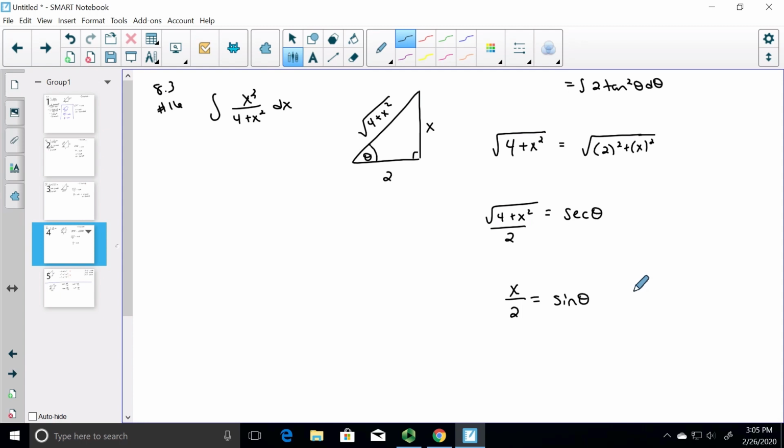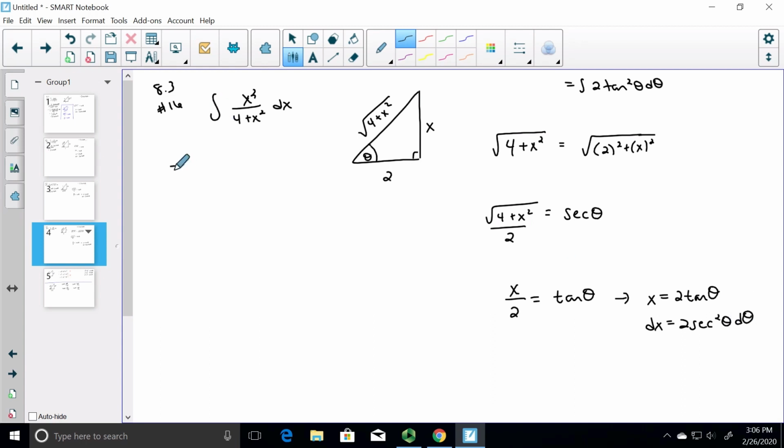What did I do? Oh, it's tangent. I thought that was kind of weird that I was going to have a sine and a secant. I just wasn't paying attention. Opposite over adjacent is tangent, not sine. That makes a whole lot more sense. Sine was totally not going to make sense. Anyway, opposite adjacent, that's tangent. Okay, so to get x, we'll multiply both sides by 2, and then I can take the derivative.